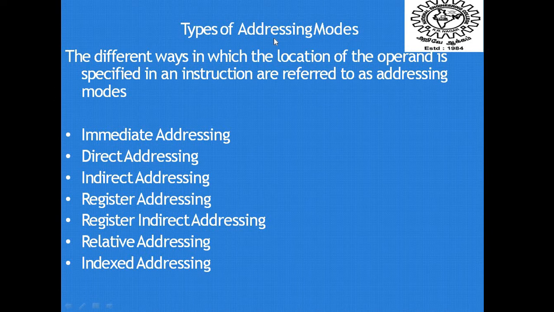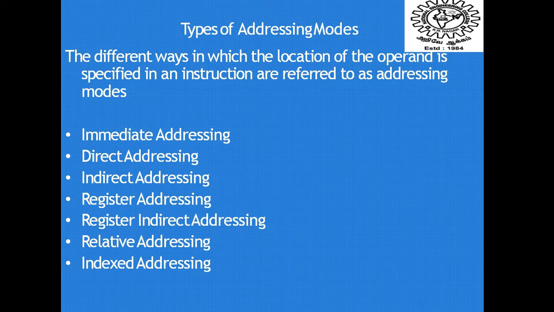What is meant by address? I already said address means a location of space or memory where the data should be kept or operations will take place. The different ways in which the location of the operand is specified in the instruction are referred to as addressing modes. That means every operation performed by means of instructions. So in every instruction the address should be mentioned, so that only the corresponding operation or the data transfer will take place.